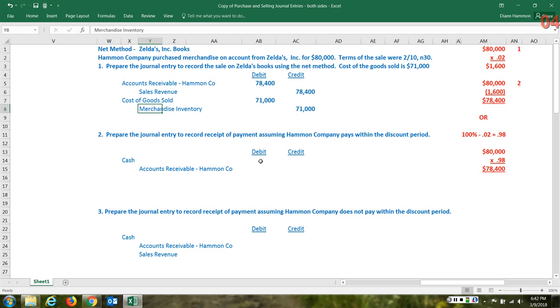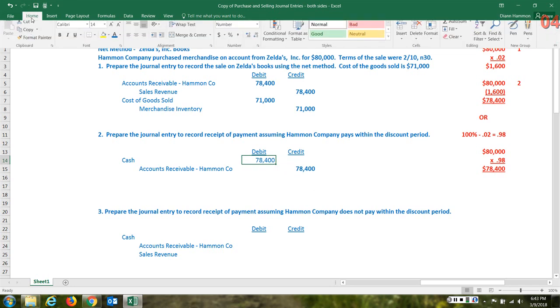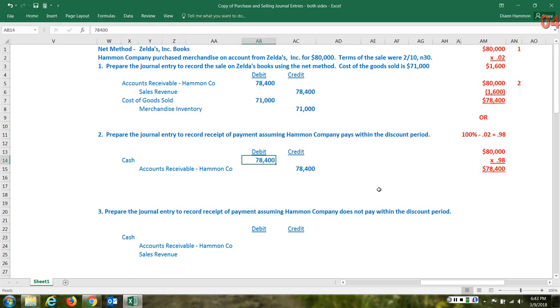Number two, prepare the journal entry, record the receipt of payment, assuming that the Hammond Company pays within the discount period. So we go out, we get an envelope out of the mailbox, and it's a check from Hammond Company, and it's for $78,400. They paid within the proper time, so this is what it should be. So we're going to record cash in $78,400, and we're going to credit the accounts receivable Hammond Company for $78,400. They have paid us in full.